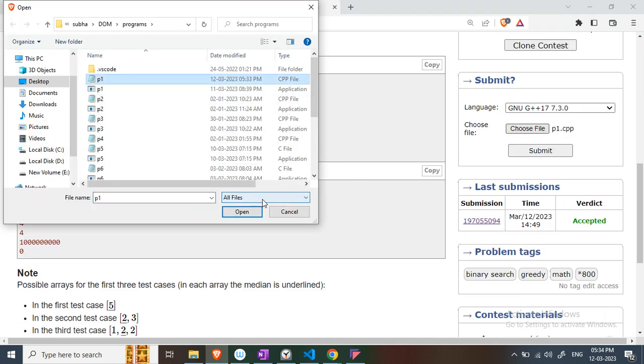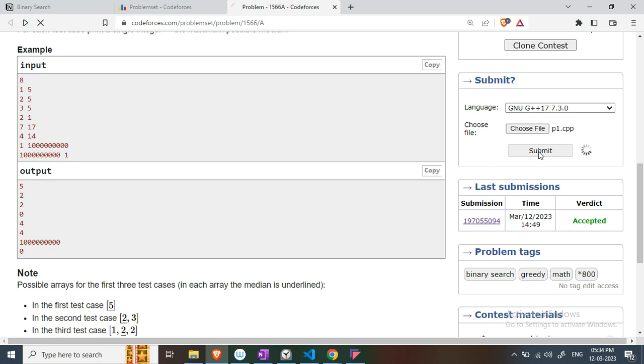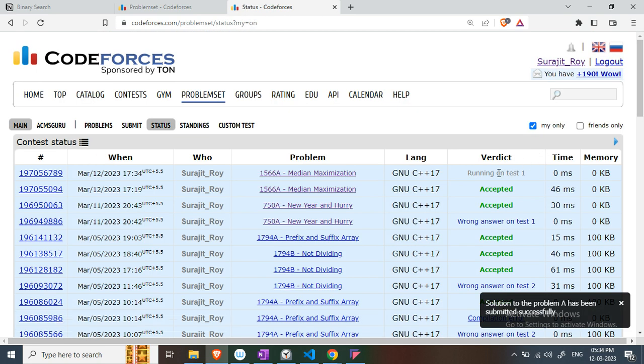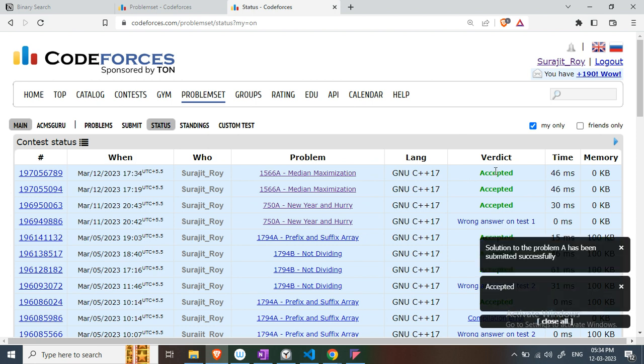So now let's submit the problem. So P1 and then submit. So it is accepted.